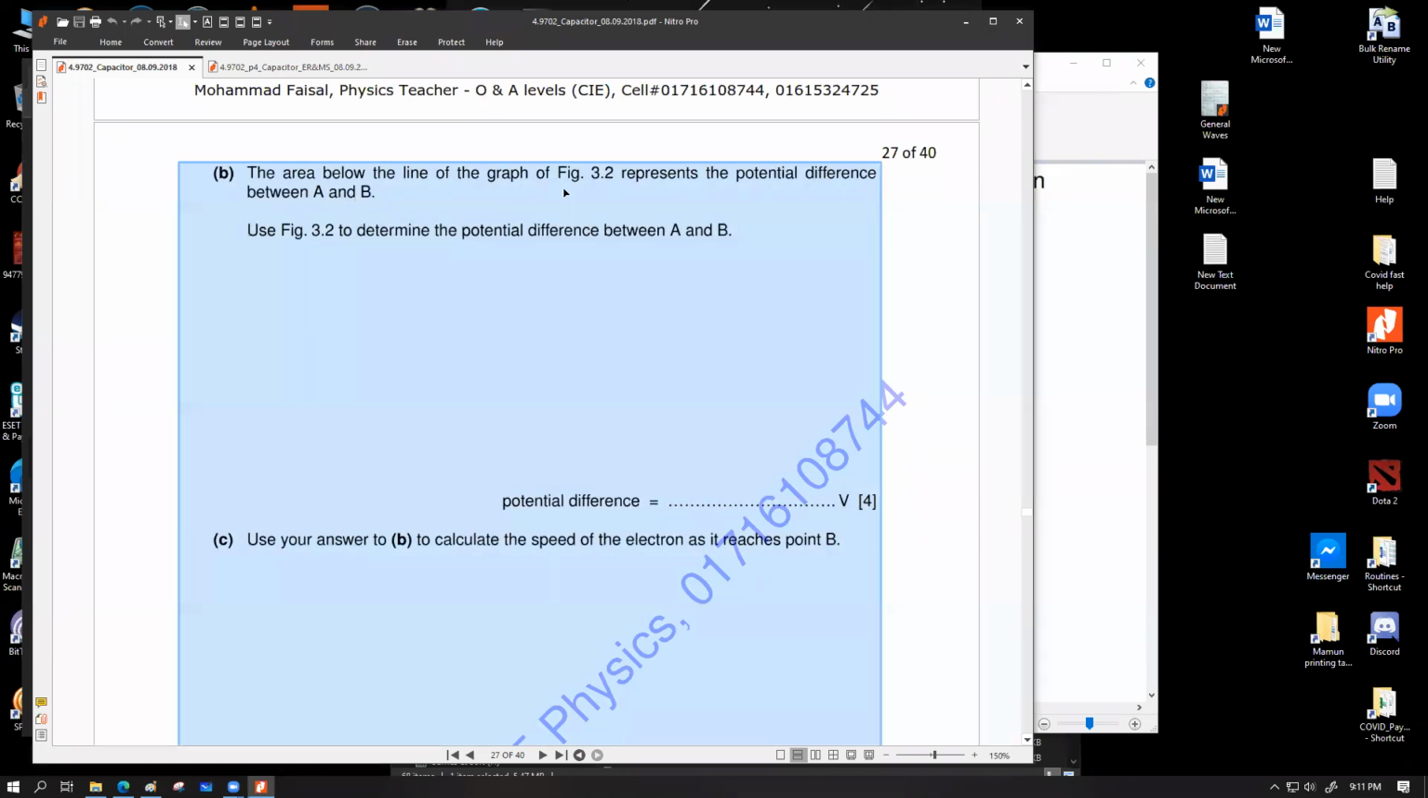The area below the line of the graph in figure 3.2 represents the potential difference between A and B. Use figure 3.2 to determine the potential difference.